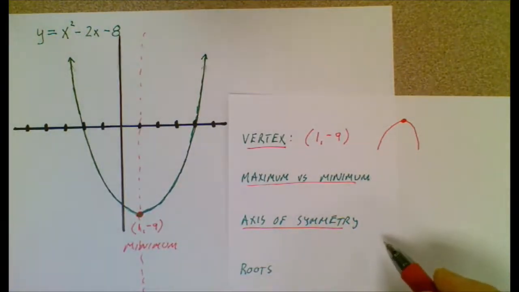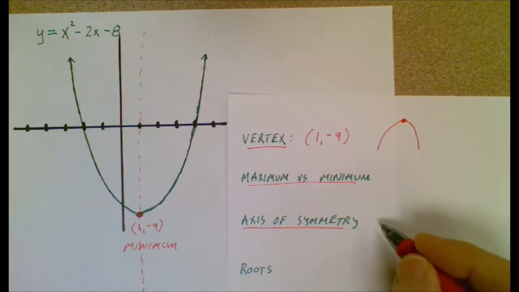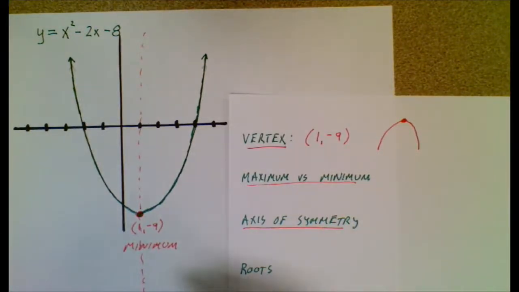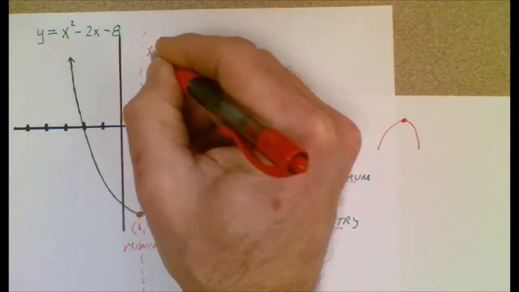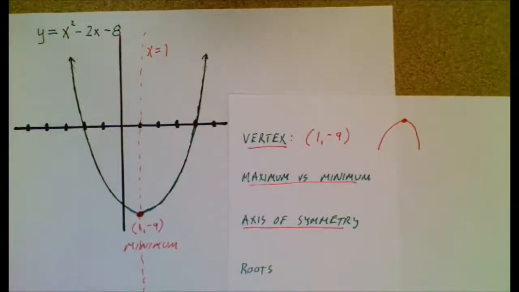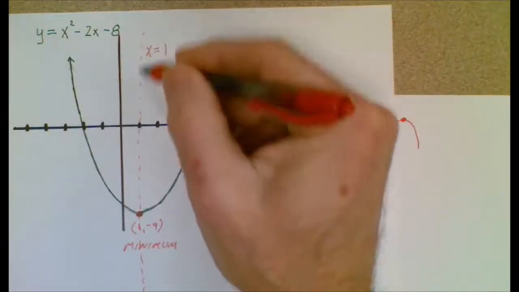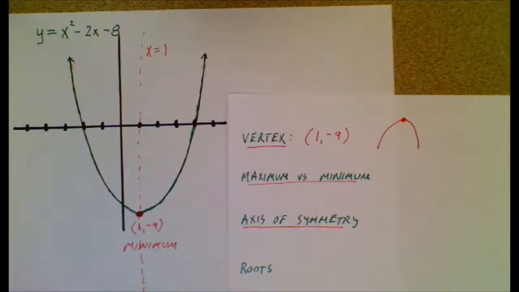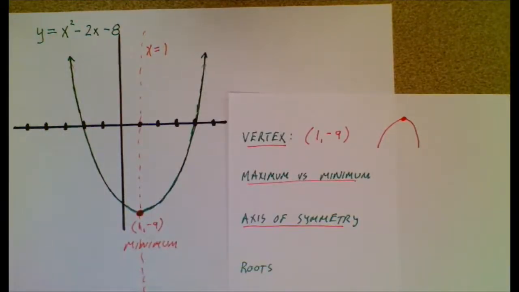Think of that axis of symmetry as the spine of your graph, and in this case, the equation of that axis of symmetry is the equation of the line x equals 1, because that axis of symmetry goes through the point x equals 1 on the x-axis.